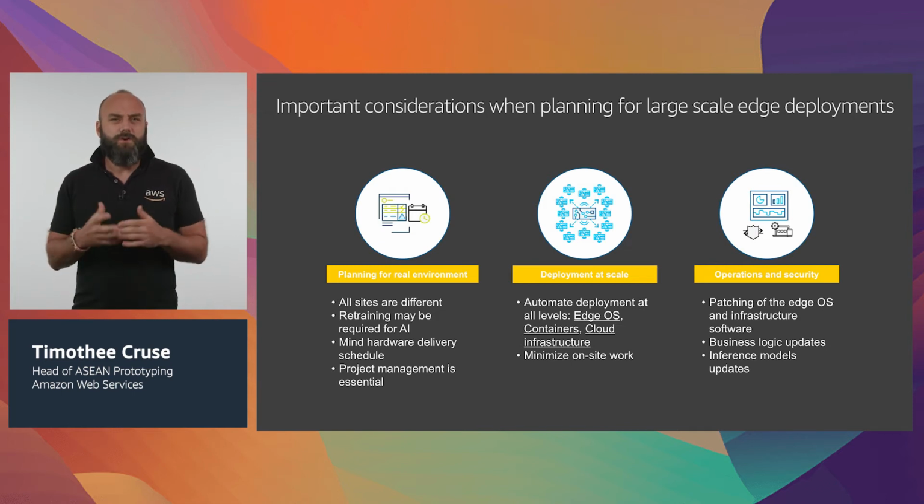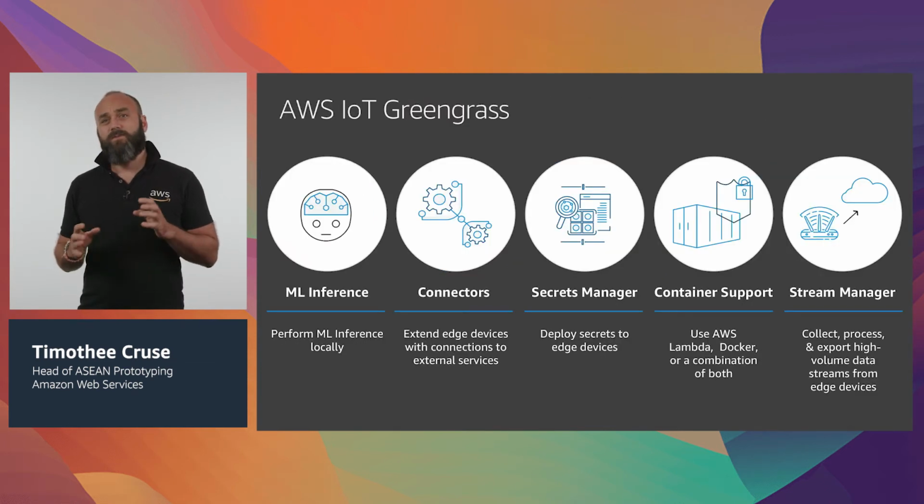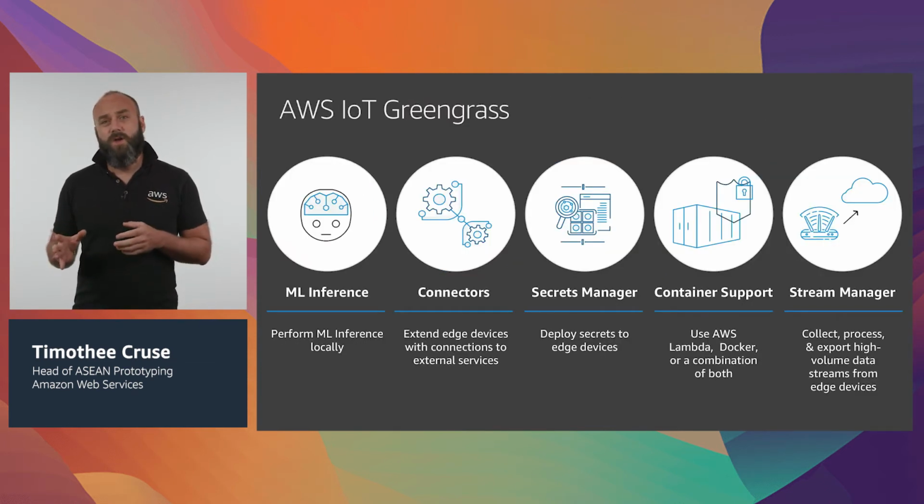Your business logic or your models also need to be updated over time. And this is where suddenly this machine learning problem has now become an IoT problem to solve. For this, we have developed multiple IoT services, of which I'll highlight 2 specific ones for the edge vision-based workloads. The first one, AWS IoT Greengrass.